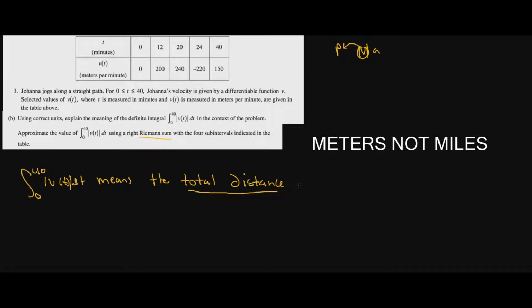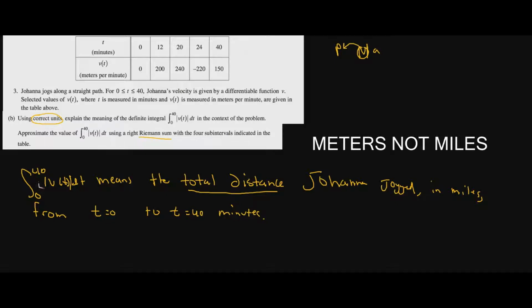Total distance Johanna jogged, in meters, right? Being very careful because it's saying use correct units. So this means the total distance Johanna jogged in meters from t equals 0 to t equals 40, where t is in minutes. There it is. Boom. Right?